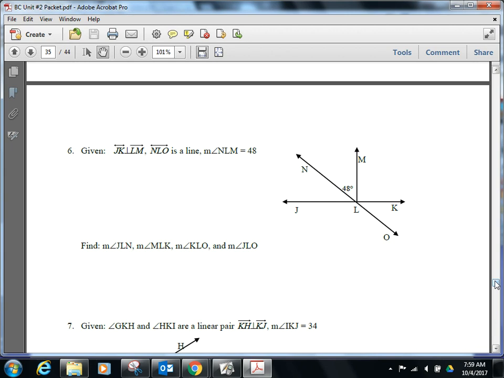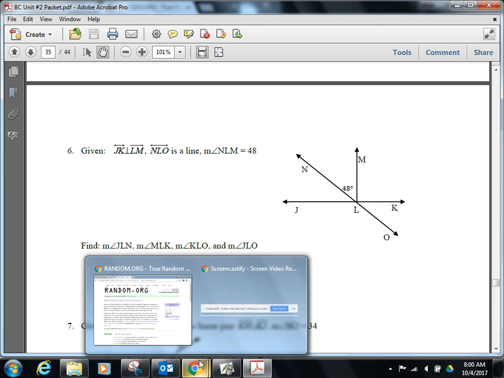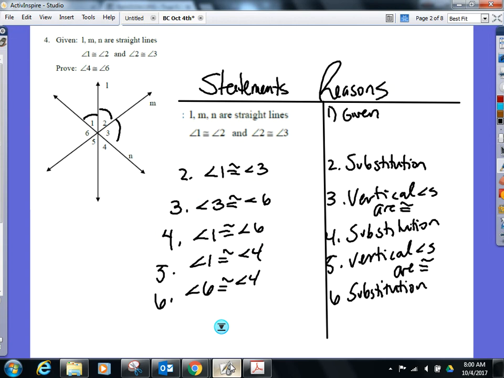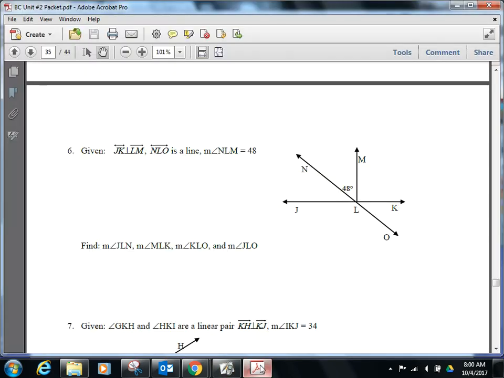Okay. Again, just give me the values, not looking for any justifications, because I'm sure you guys are fine. I'm not looking for anything in particular. Just why you set up the equation like you did for justifications. Here we go. 22, ready to go? Let's start with JLN. MLK. 90, KLO. 42, and JLO. 138. Questions before we move on to the next one? Nice job. Okay, moving on.